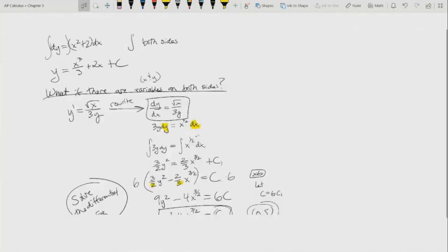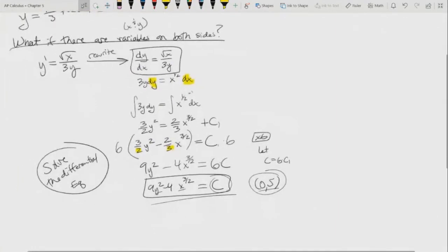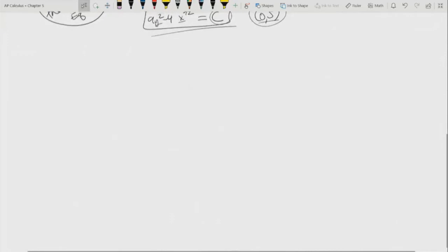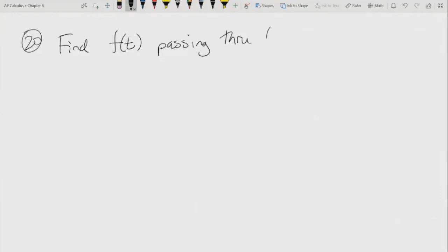So maybe let's just take one problem here. What do we got? 3 minutes only? I might have to do this separately and something later on. But this is a problem we'll look at later. This is actually number 20 from your book, which is find some function f of t passing through the point 0, 10 if dy dt equals 3/4 y.